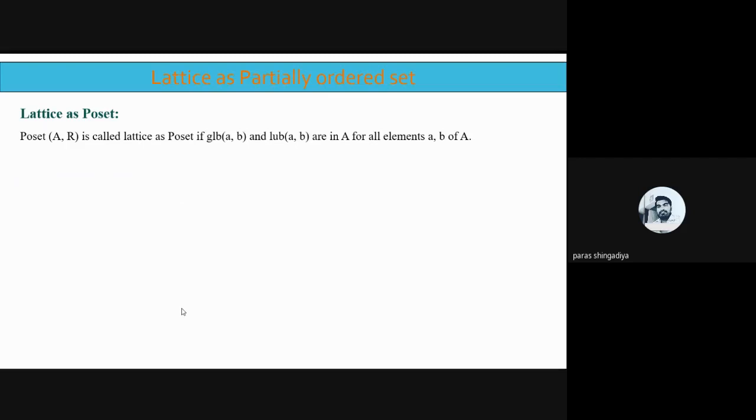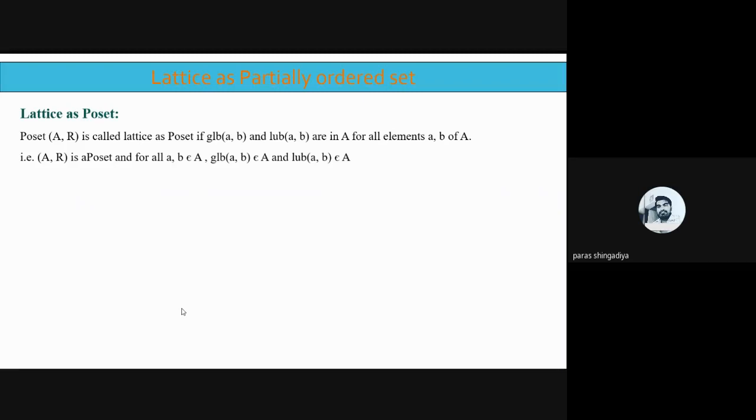And now, based on these definitions, we'll define the next definition, and it is important for us: lattice as a poset. So how can we define a lattice as a poset? The definition is here. A poset (A, R), where A is any set and R is any relation, is called a lattice as a poset if GLB of (a, b) and LUB of (a, b) are in A for all elements a, b belongs to A.